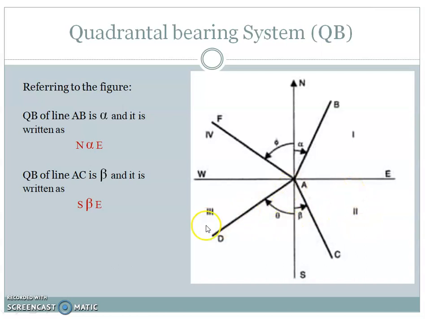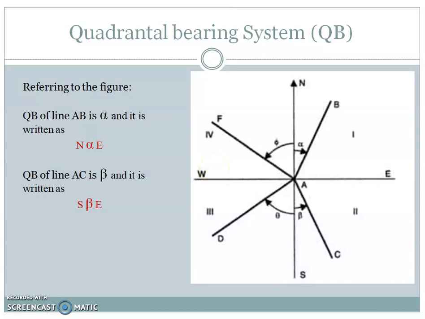Similarly, for AD, the angle that it makes with respect to south is theta. So here the QB, or the quadrantal bearing, will be south theta west. And for AF, it is making an angle phi with respect to north. We are writing it with respect to north. So the quadrantal bearing will be equal to north phi west.